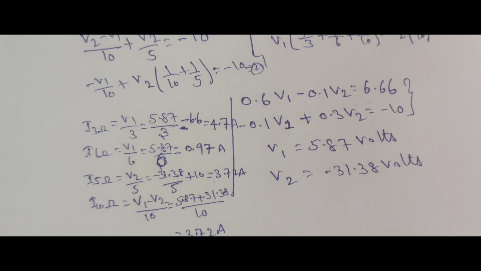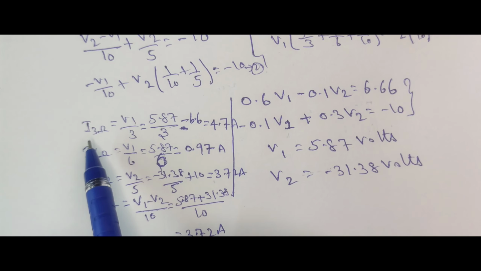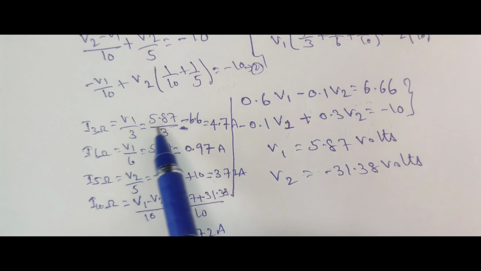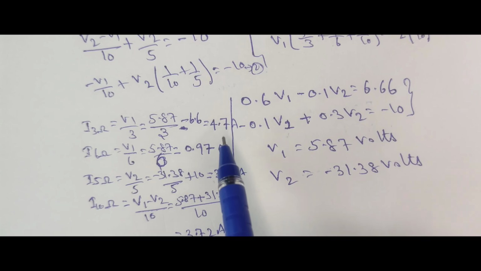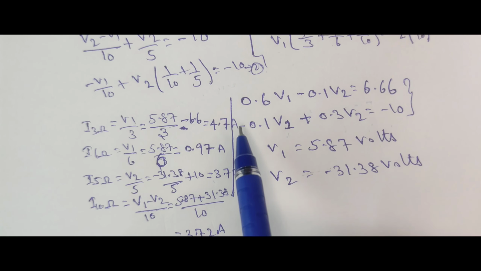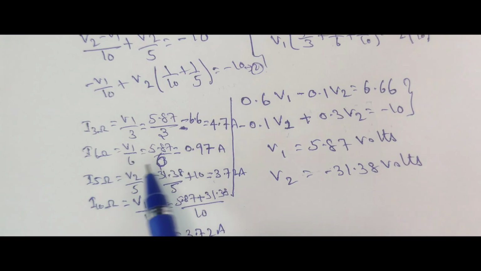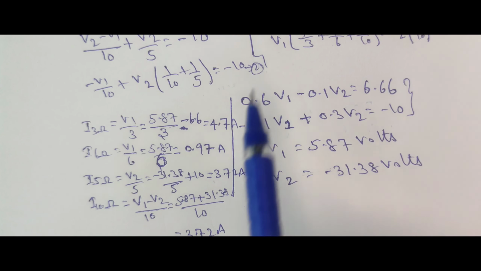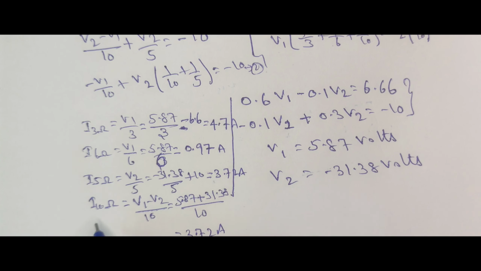After inserting the values, the obtained current with the available current value gives the current across 3 ohm as 4.7. Current across 6 ohm is 0.97. Current across 5 ohm, combining the available current with the source current, gives 3.7. For I10, we get 3.72.